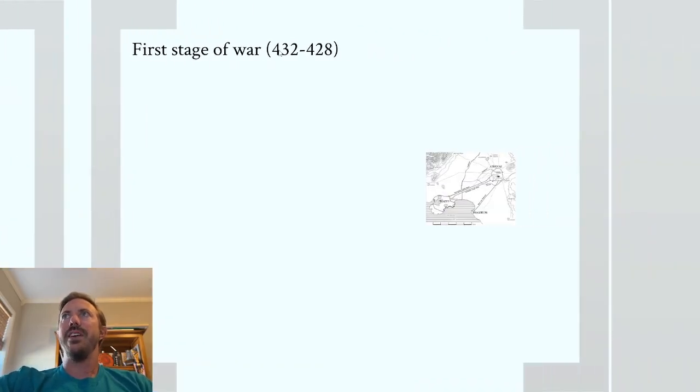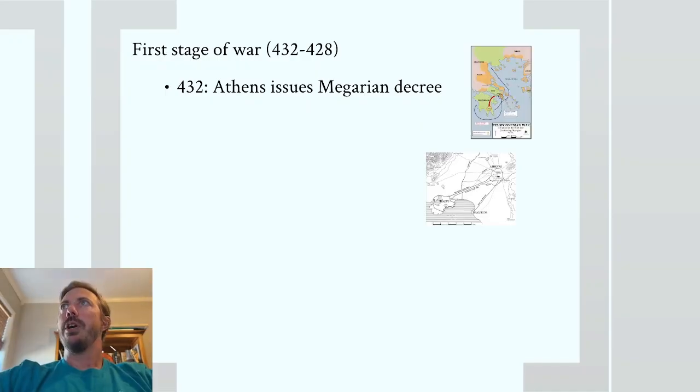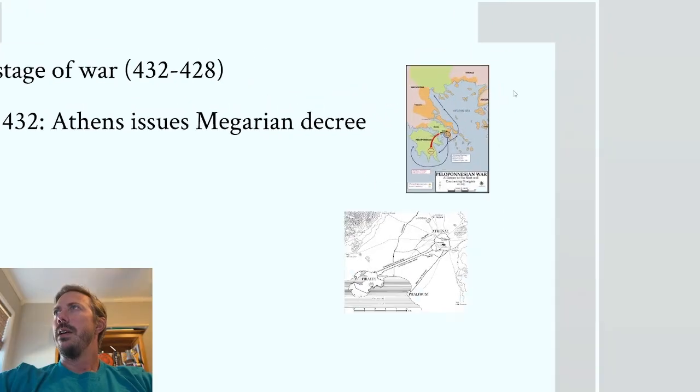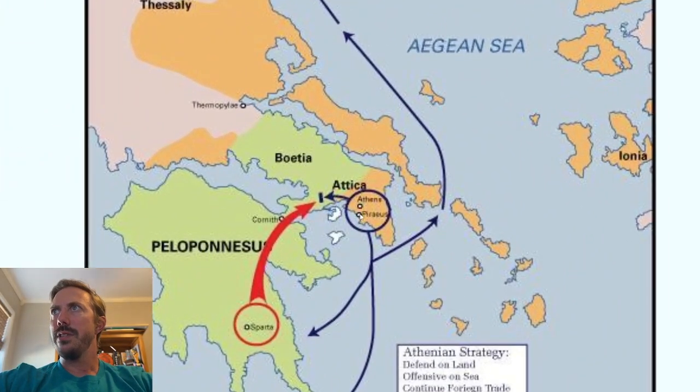Well, 13 years later, war breaks out, and this is how it occurs. In 432, Athens issues the Megarian Decree. The Megarian Decree. Megara was a city-state in mainland Greece right here. So if you see Athens, the Piraeus, and Megara is right around here, right in between Sparta and Athens.